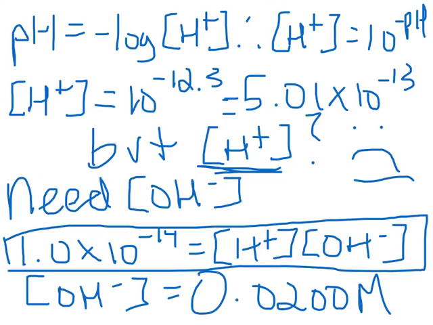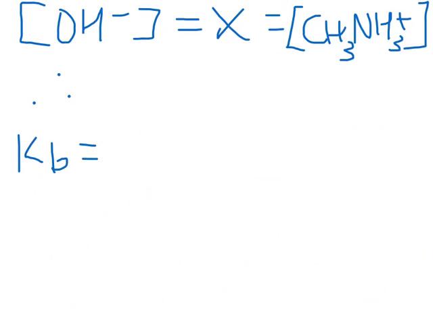Okay, so now that we know the value of the OH- concentration, let's see where that leads us. Recall from the ICE table that the concentration of OH- at equilibrium is also equal to X, which of course is also equal to the CH3NH3+ concentration. So now that we know the value of X, we can actually go ahead and solve for our Kb. Our Kb would be as follows.